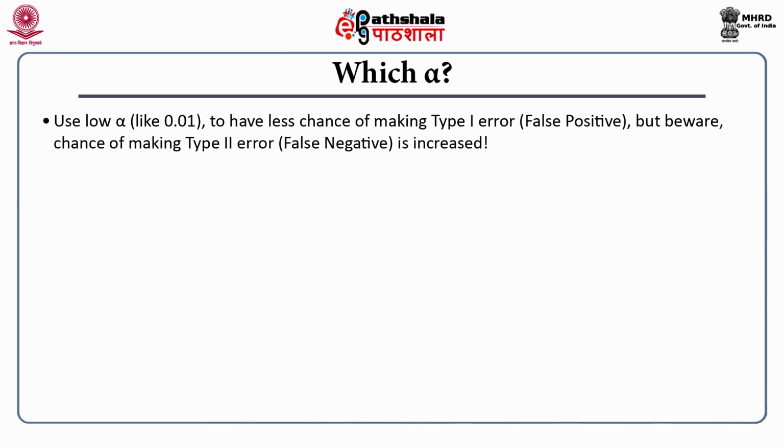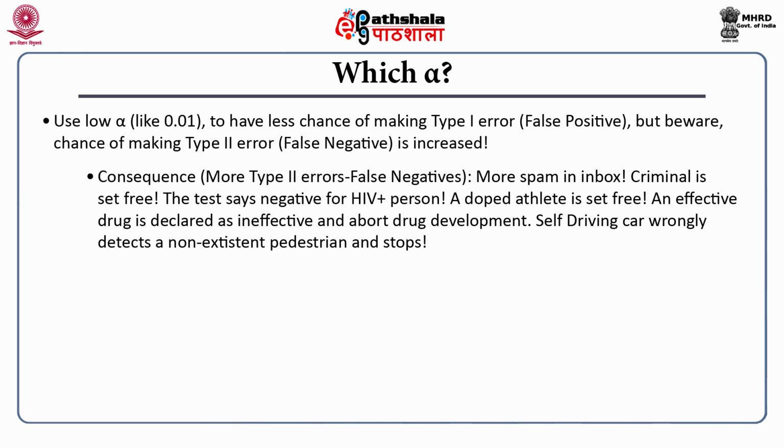So what is the chance of making a type 2 error? The consequence will be more type 2 errors, or false negatives. Some examples: more spam in your inbox, a criminal is set free, the test says negative for an HIV positive person, a doped athlete is set free, an effective drug is declared ineffective and drug development is aborted. All these are examples of false negatives. So the consequence of getting that kind of false negative will be higher if you use a very low alpha.